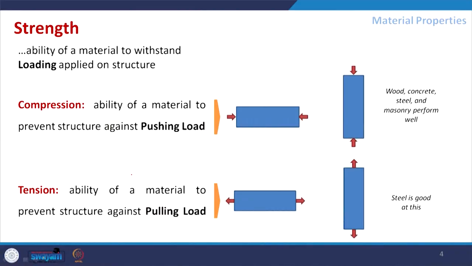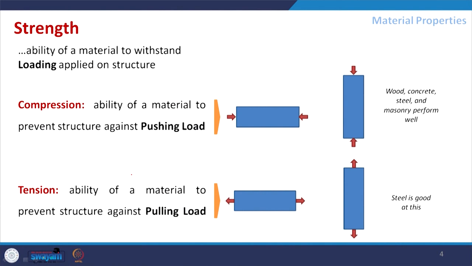Let's start with strength. This is basically the ability of a material to withstand loading applied on it. What exactly does this sentence mean? Strength of a material determines its ability when you apply load on it. It may be tension, compression, bending or torsion, but the ability to resist the applied load determines the strength of the material.